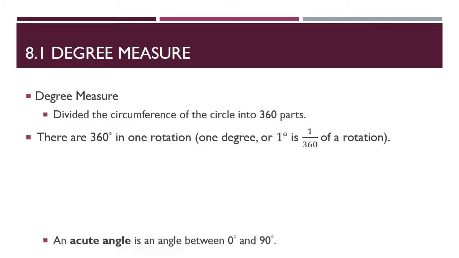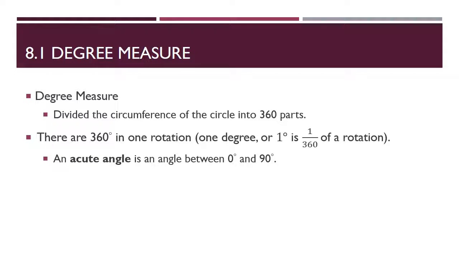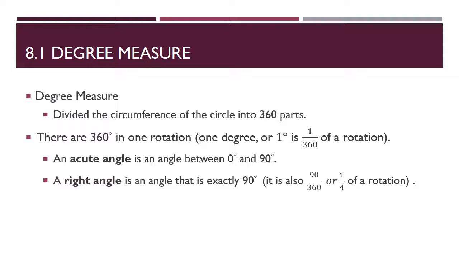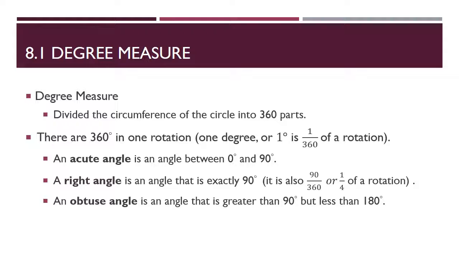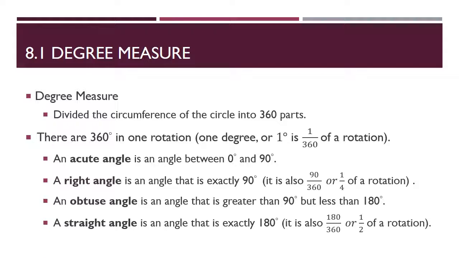An acute angle is an angle between 0 and 90 degrees. A right angle is an angle that is exactly 90 degrees, which means it's 90 over 360 or 1/4 of a rotation. An obtuse angle is greater than 90 but less than 180. And a straight angle is exactly 180. In other words, it's 180 over 360 or half of a rotation. So halfway around the circle is 180 degrees.